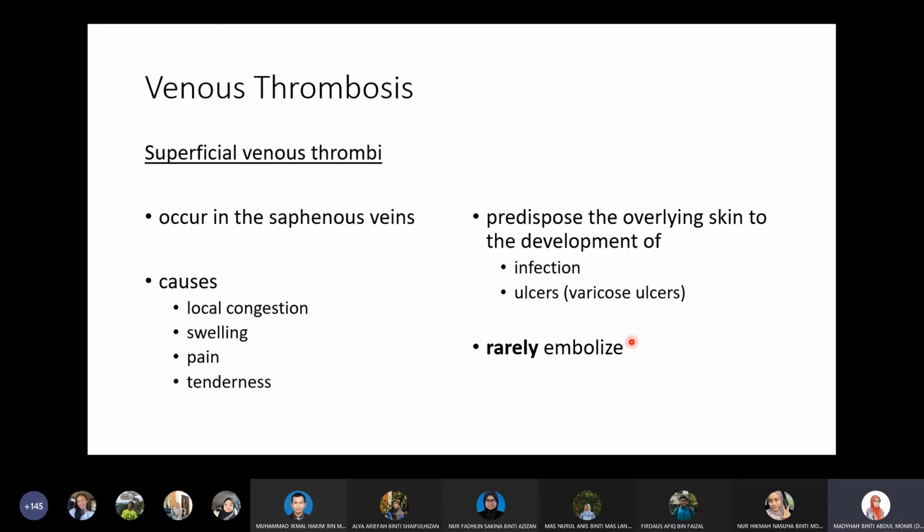However, the thrombus that forms in the superficial or saphenous vein is rarely embolized, so it usually stays there. It does not go anywhere.